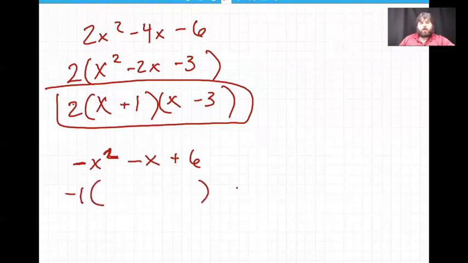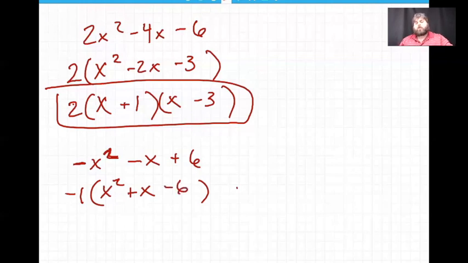Now remember, really what I'm doing is dividing by -1. So when you divide by -1, it doesn't change anything but the sign. It just switches the sign like a light switch, turns it on or off. Negative, positive, positive, negative. So what does that -x squared become? It becomes positive x squared. What does the -x become? It becomes positive x. What about that positive 6? It becomes -6.